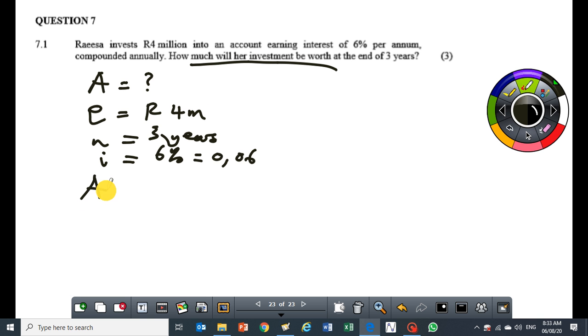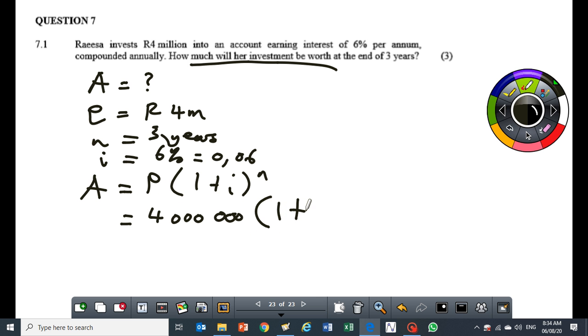So this was an easy question. It's actually a grade 10 question. So A equals P times (1 plus i) raised to the power of n. Then P is 4 million, times (1 plus 0.06) raised to the power of 3.